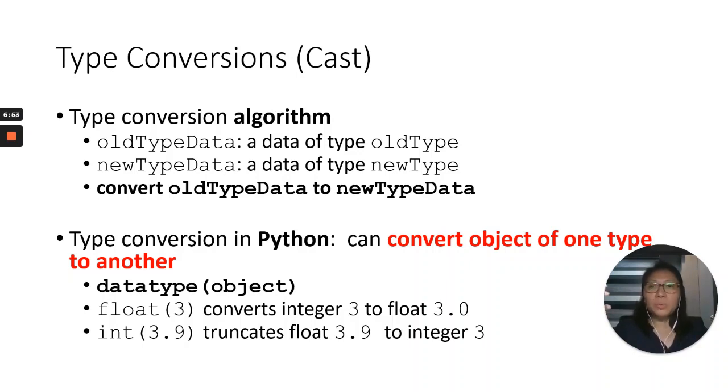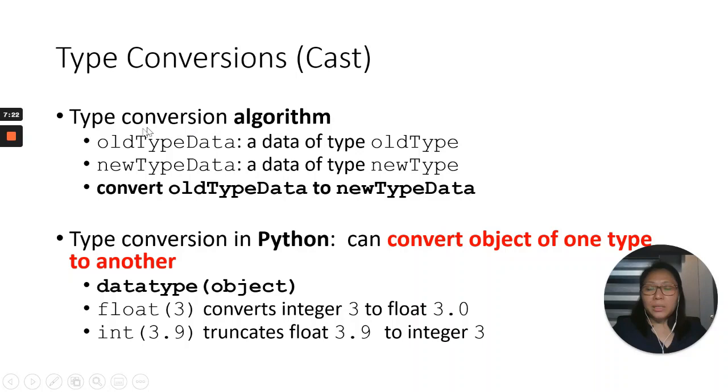So hopefully this will help you differentiate the algorithm part from the syntax which is specific to the language, to Python, and hopefully this will help you in learning your second programming language. So here, for example, type conversion. The type conversion algorithm is this one.